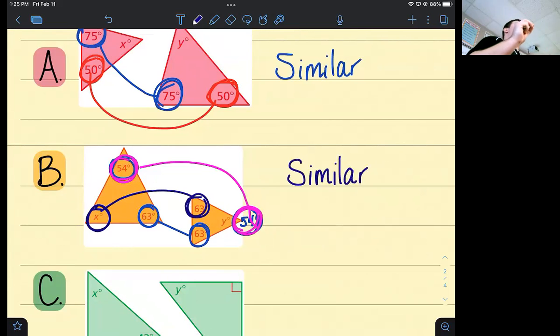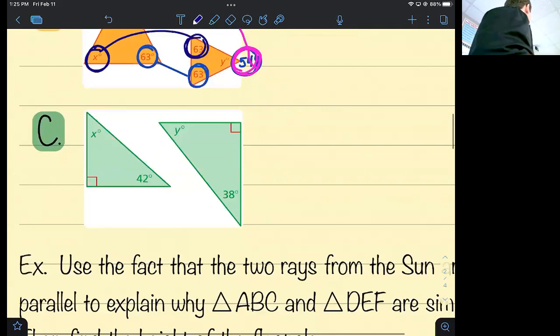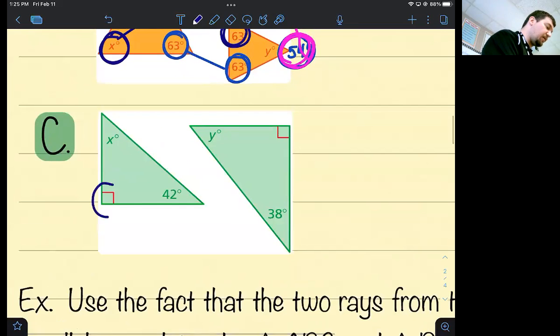If you don't automatically see two sets of equal angles, you need to go ahead and double check, and use 180 minus the two that you have to see if this works. So for example, in this one here, let's double check to make sure before we just say no. We have two 90-degree angles. So there's one.